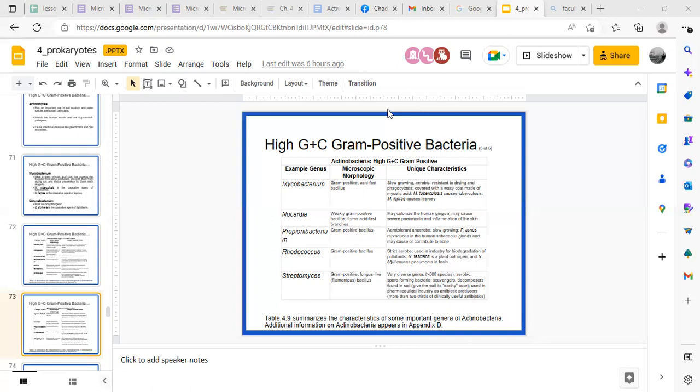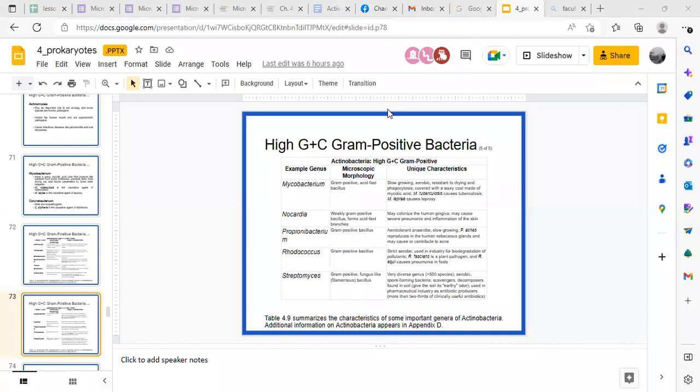Streptomyces, so this is a very diverse genus. So they are scavengers, decomposers, and this gives the soil its earthy odor. So the smell of soil, that's where it comes from, the Streptomyces. This is used in the pharmaceutical industry as antibiotic producers.